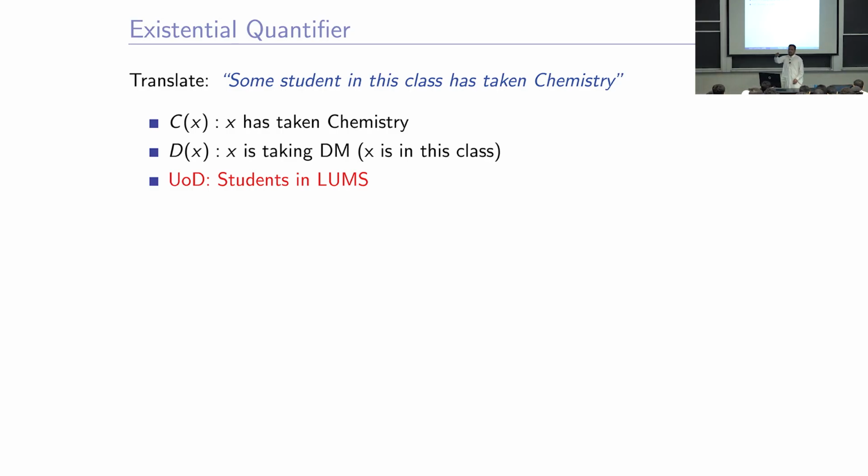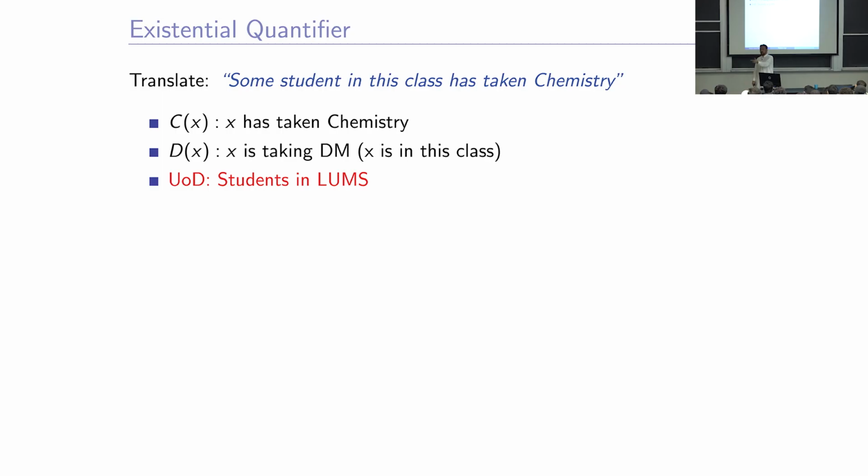What else was there? C of x and D of x, let's say. Or C of x implies D of x, or D of x implies C of x. So she translated it as there exists an x such that C of x implies D of x. There exists an x such that D of x implies C. If the person is taking discrete math, then the person must have taken calculus, chemistry. That's not what this statement says.